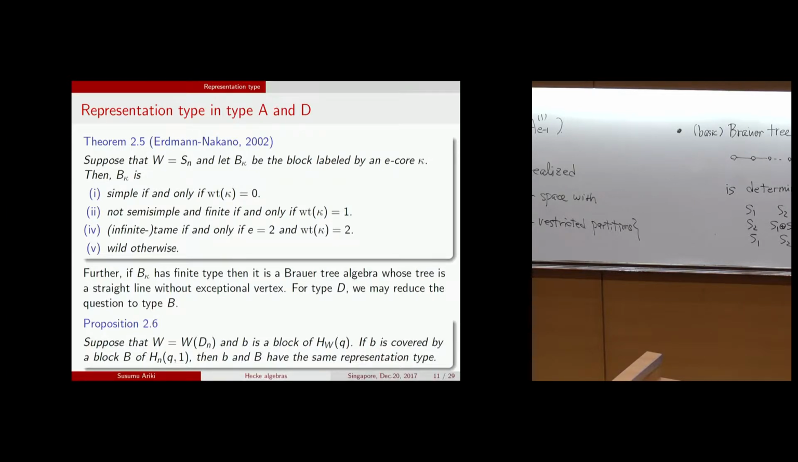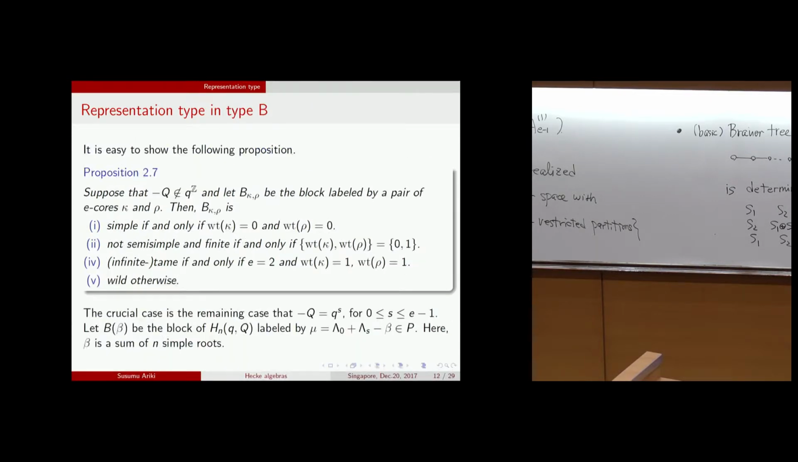Okay. So now we concentrate on the case where the Hecke algebra is of type B. And we first consider the case that minus capital Q is not a power of q.